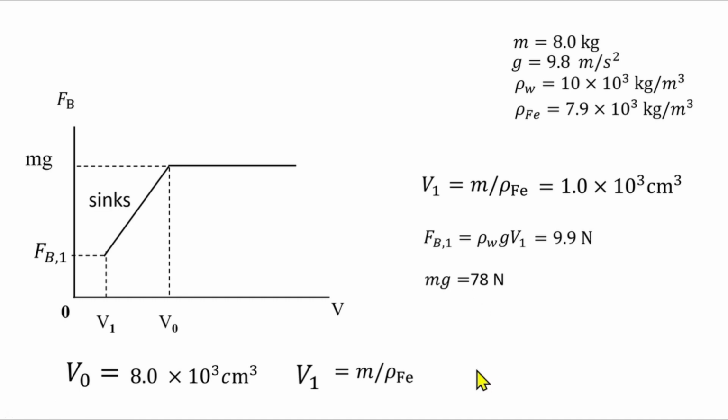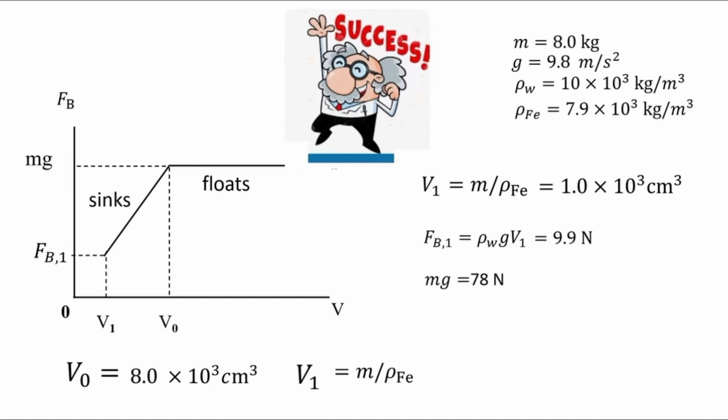Now, in the interval of V between V1 and V0, the ball sinks. In the interval V greater than V0, the ball floats, and buoyant force is given by this plot. And now the problem is solved completely. We note again that in the beginning we didn't know the volume. We introduced this volume as a variable and analyzed all possible cases. After this, we can say that the problem is solved completely.